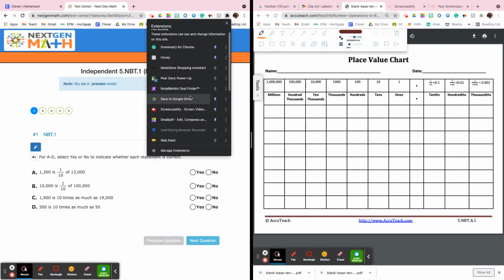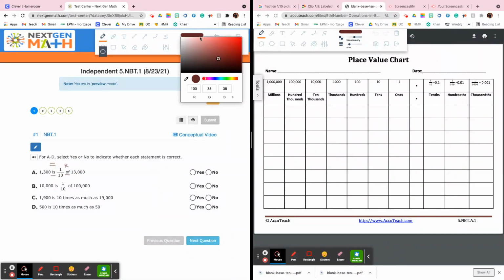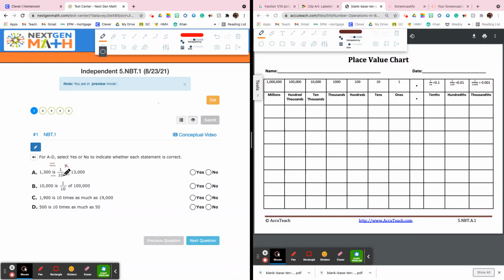For letter A, I have 1,300 is 1/10 of 13,000. First thing I need to do is remember that the word is stands for equal. So I'm going to go ahead and underline is, and put an equal sign so that it can remind me that that's what it means. The word of stands for multiplication. I'm underlining the word of so it can remind me that it means multiplication.